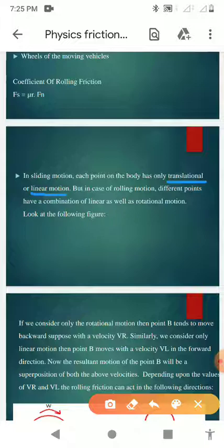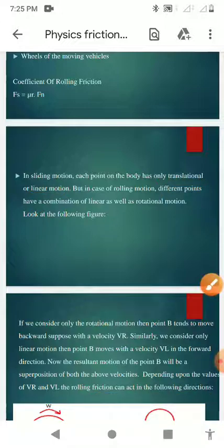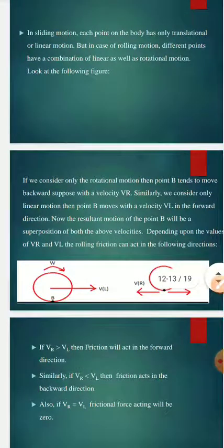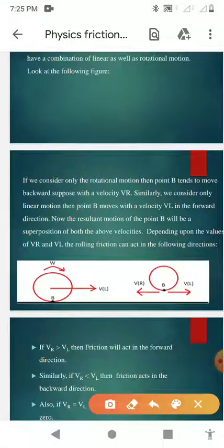Okay, in case of rolling motion, different points have a combination of linear as well as rotational motions. So let us see this diagram, we will come to know. In this diagram, if we consider only the rotational motion, then we have to consider this point B here in both cases. In the first diagram, the point B tends to move in the backward direction, isn't it?